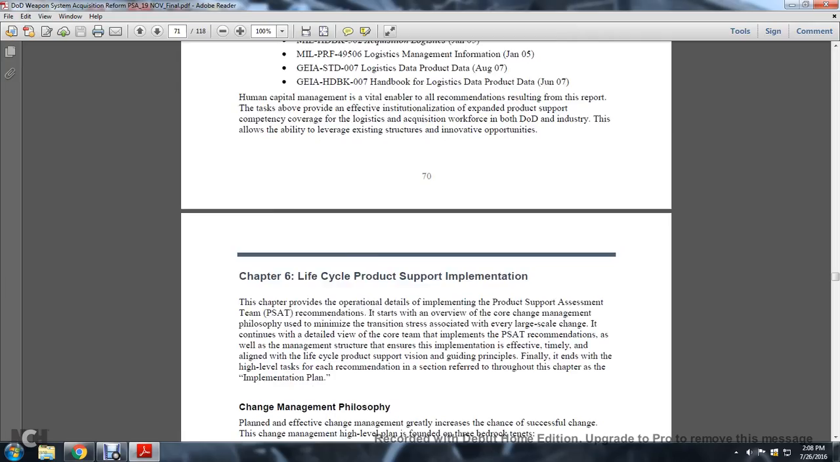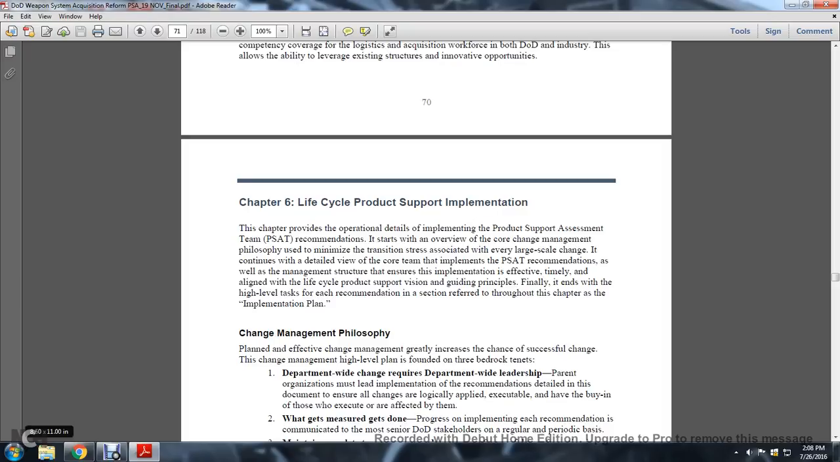opportunities. Alright, now Chapter 6, Life Cycle Product Support and Implementation.